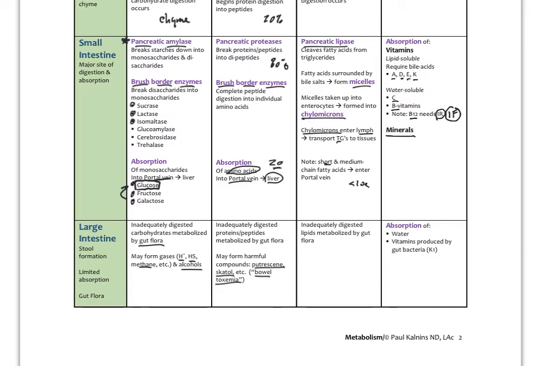If you look at the large intestine, pretty much the only thing really absorbed is water, and then some of the vitamins produced by gut bacteria, and some of the minerals like potassium and so forth would be reabsorbed in the large intestine. But mostly our nutrients are absorbed in the small intestine. So that's the summary of how all our foodstuffs are absorbed and where they're absorbed.